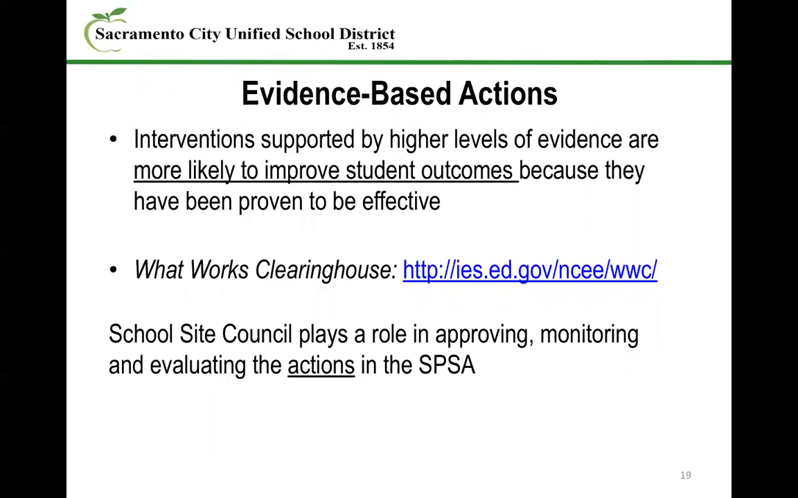Interventions supported by higher levels of evidence are more likely to improve student outcomes because they have been proven to be effective. Sites like the What Works Clearinghouse help schools to identify evidence and research-based actions. Though it is the principal and staff that know what actions have been most successful for students, the school site council plays a role in approving, monitoring, and evaluating the actions in the SPSA.